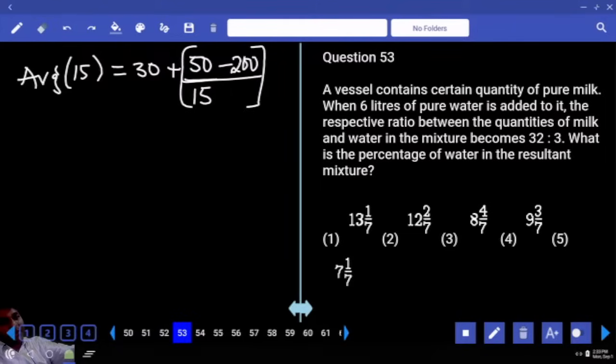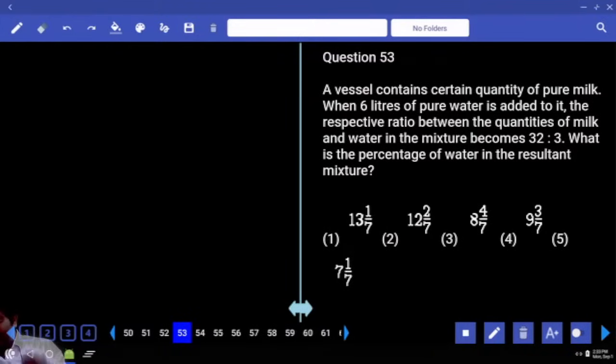A vessel contains a certain quantity of pure milk. When 6 liters of pure water is added to it, the ratio between the quantities of milk and water in the final mixture becomes 32:3. Initially we have pure milk, that means it doesn't have any water in it. How many liters of water are we adding? Finally it became how many parts? So if water is 6 liters, which is equal to 3 parts, then 1 part value is 2. Milk becomes 32 parts, 64. So milk and water quantities are 64 and 6. You got it?